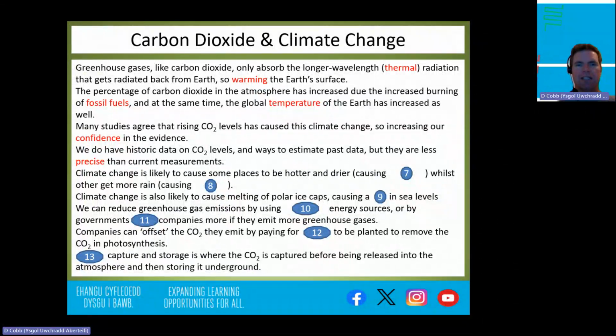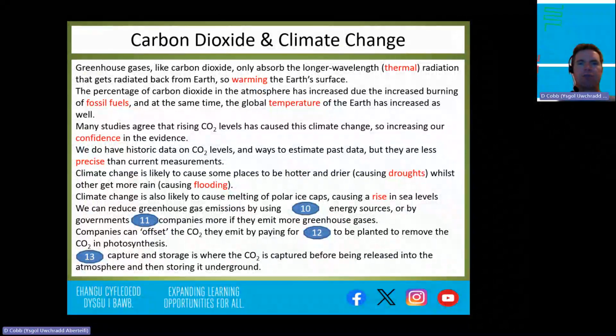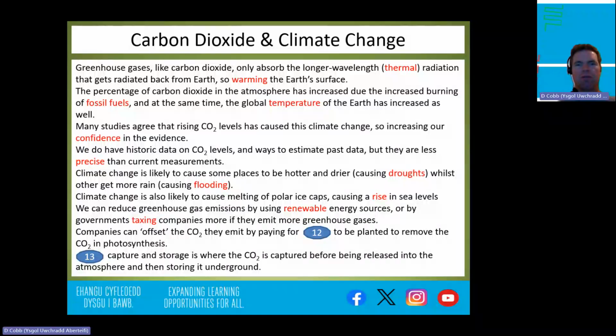Climate change is likely to cause some places to be hotter and drier, so that's going to cause droughts, while others get more rain, causing flooding. Climate change is also likely to cause melting of polar ice caps, causing a rise in sea levels. And then we can reduce greenhouse gas emissions by using renewable energy sources or by governments taxing companies more if they emit more greenhouse gases.